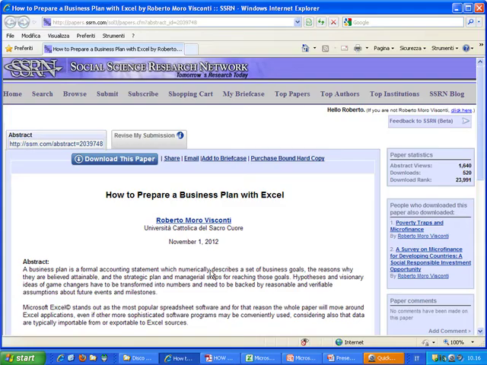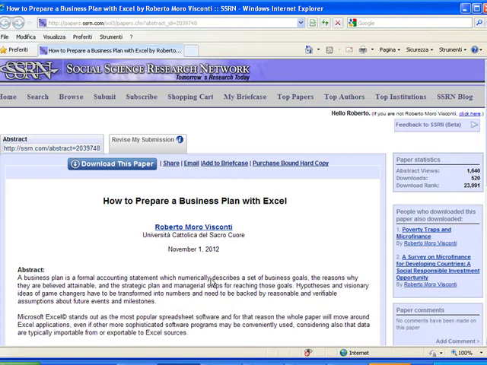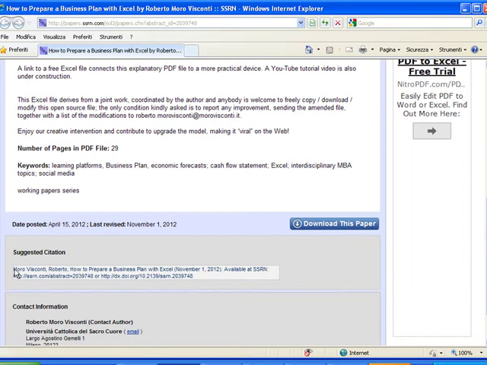I want to introduce you to this PDF presentation available on the web and also to the Excel file which is attached to it. Here you have a presentation of where to find this paper. You go on Social Science Research Network, you type the contents of this paper and you can easily find it. This is the suggested citation. So go through it and freely download the PDF paper.